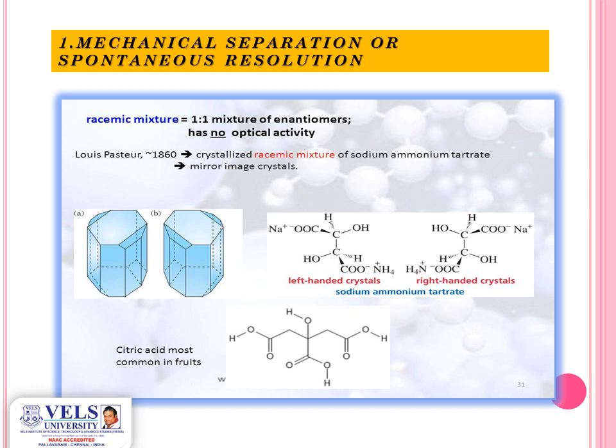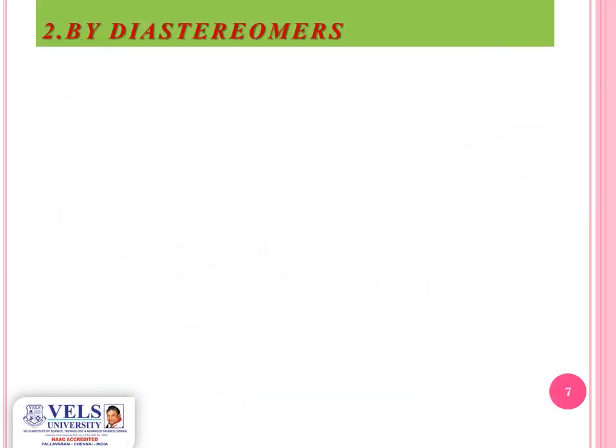But the major disadvantage of this method is that it is time consuming and not every compound can be crystallized out at room temperature by using this method. Example is citric acid.